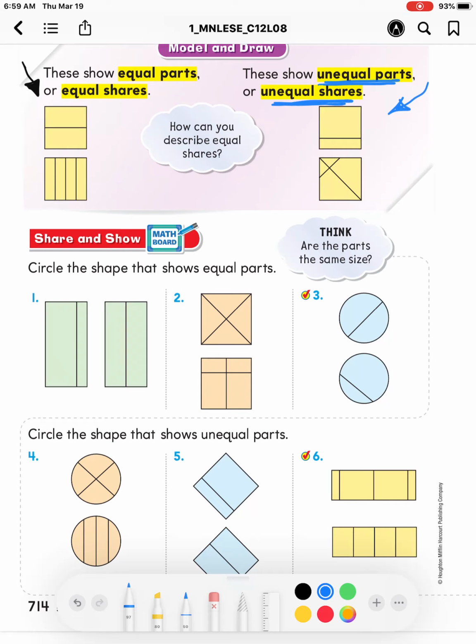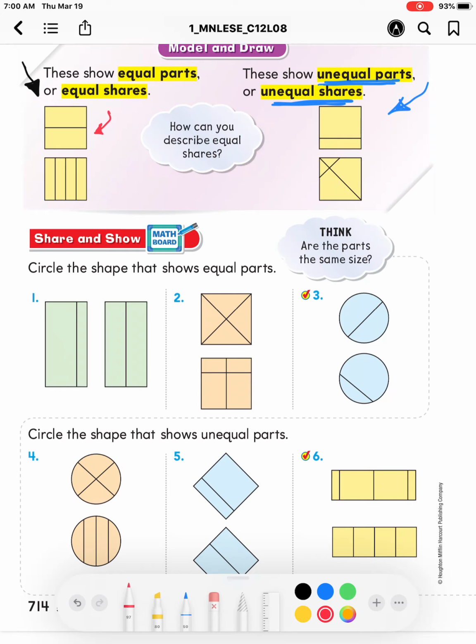Now we said before that equal parts means of the same size. Unequal parts are when we have parts that are not equal in size. So let's check now the left side. Let's check this one.